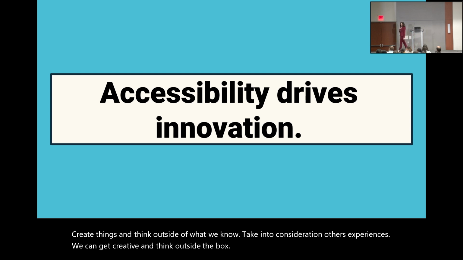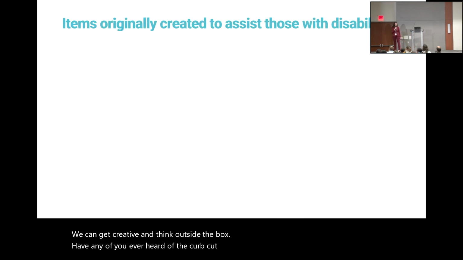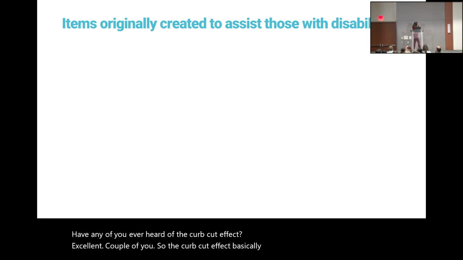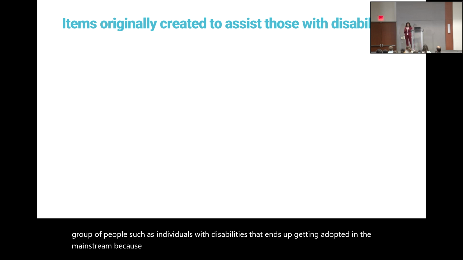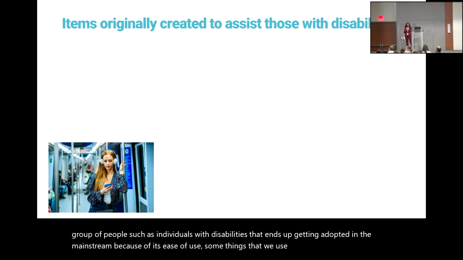Have any of you ever heard of the curb cut effect? Excellent, a couple of you. So the curb cut effect basically is items that are designed for a specific group of people, such as individuals with disabilities, that end up getting adopted in the mainstream because of their ease of use. Some things that we use today: audiobooks.